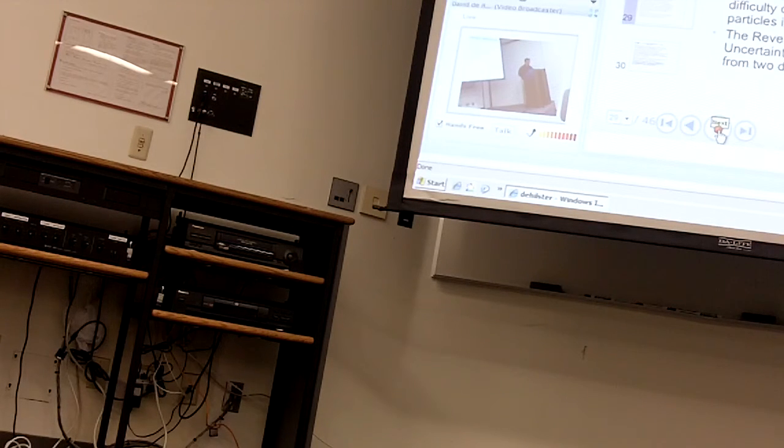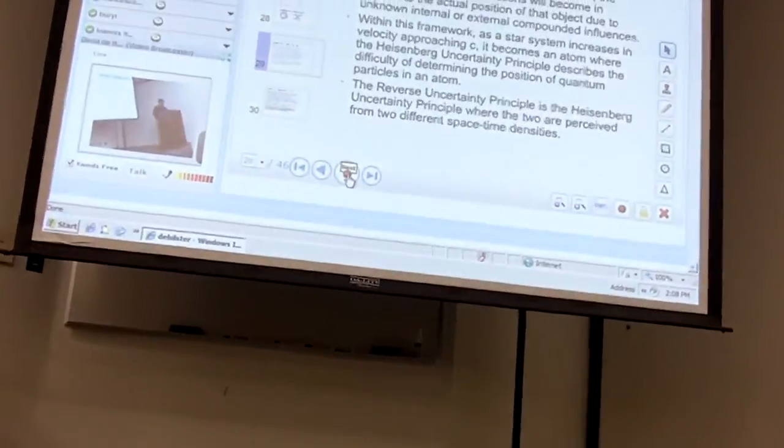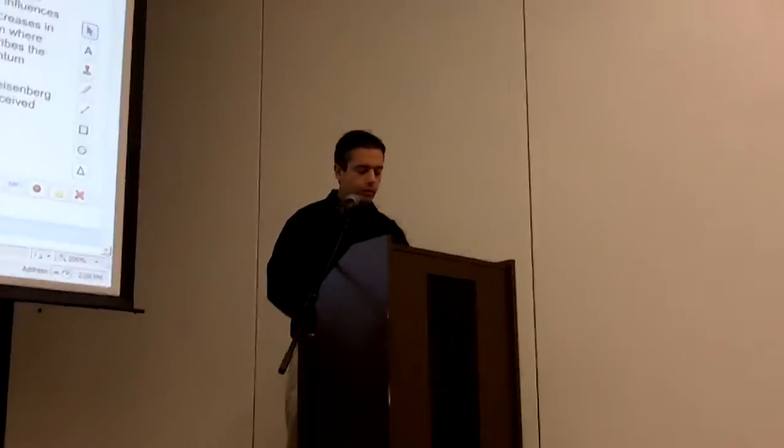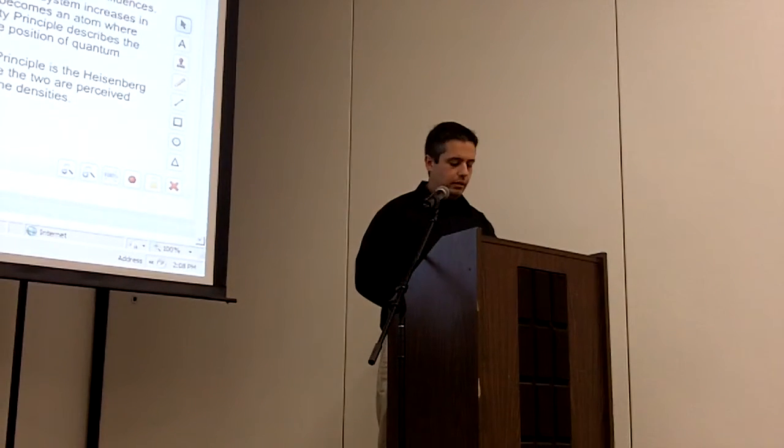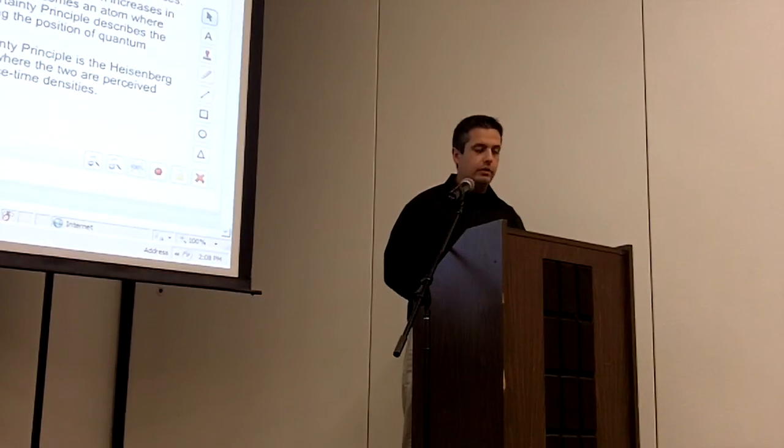Within this framework, a star system increases in velocity approaching C, for whatever reason. It becomes an atom, where the Heisenberg uncertainty principle describes the difficulty of determining the position of a quantum particle in an atom. The reverse uncertainty principle is, again, the Heisenberg uncertainty principle as perceived in a reverse perspective.